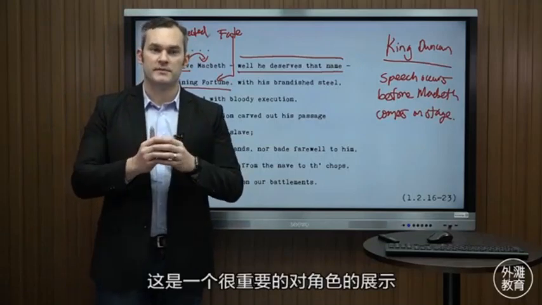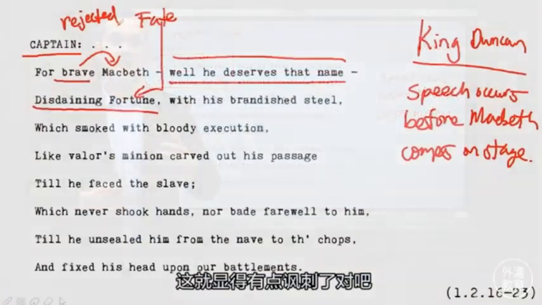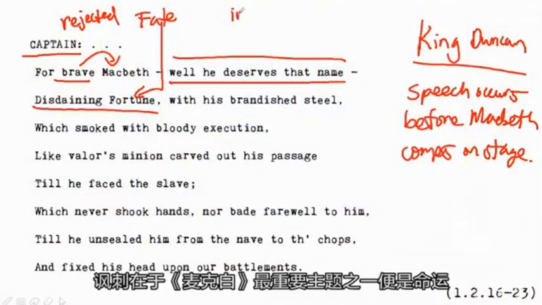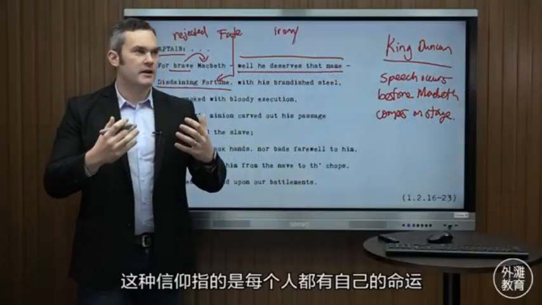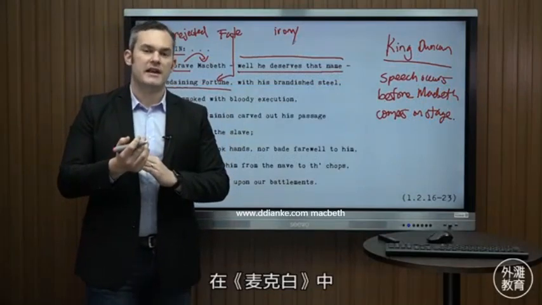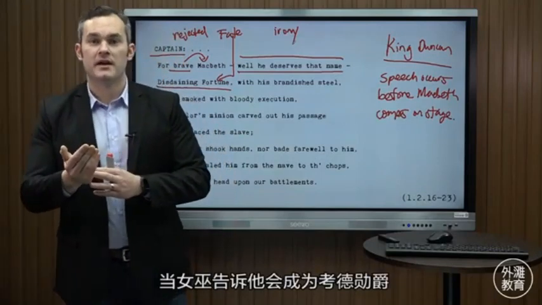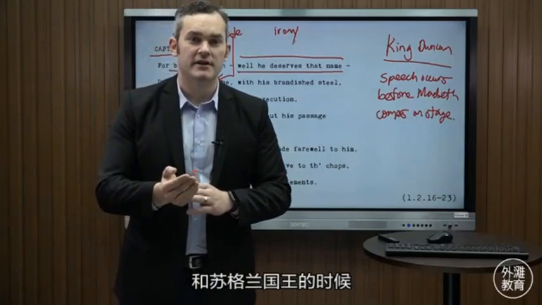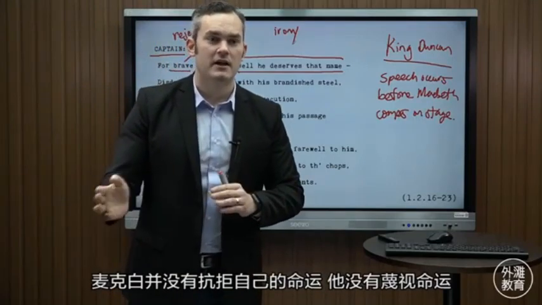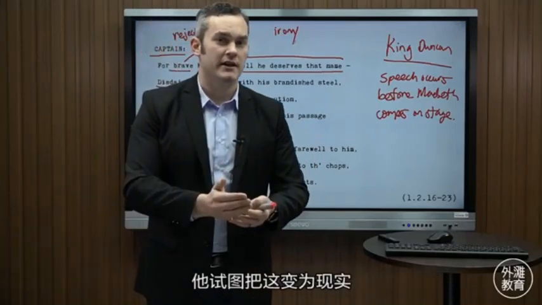Okay, so this is important character exposition. But when we look at it from the point of view of the whole play, we're actually getting a little bit of irony here, right? And the irony is the fact that one of the biggest themes of Macbeth is fate, right? The belief that there's a destiny for a human being, that perhaps he or she can have access to. And in Macbeth, Macbeth doesn't reject his fate. When the witches tell him, you will be Thane of Cawdor, you will be King of Scotland, he doesn't disdain fortune. He doesn't reject fate. Rather, he embraces their prophecy of his fate, and he tries to turn it into reality.